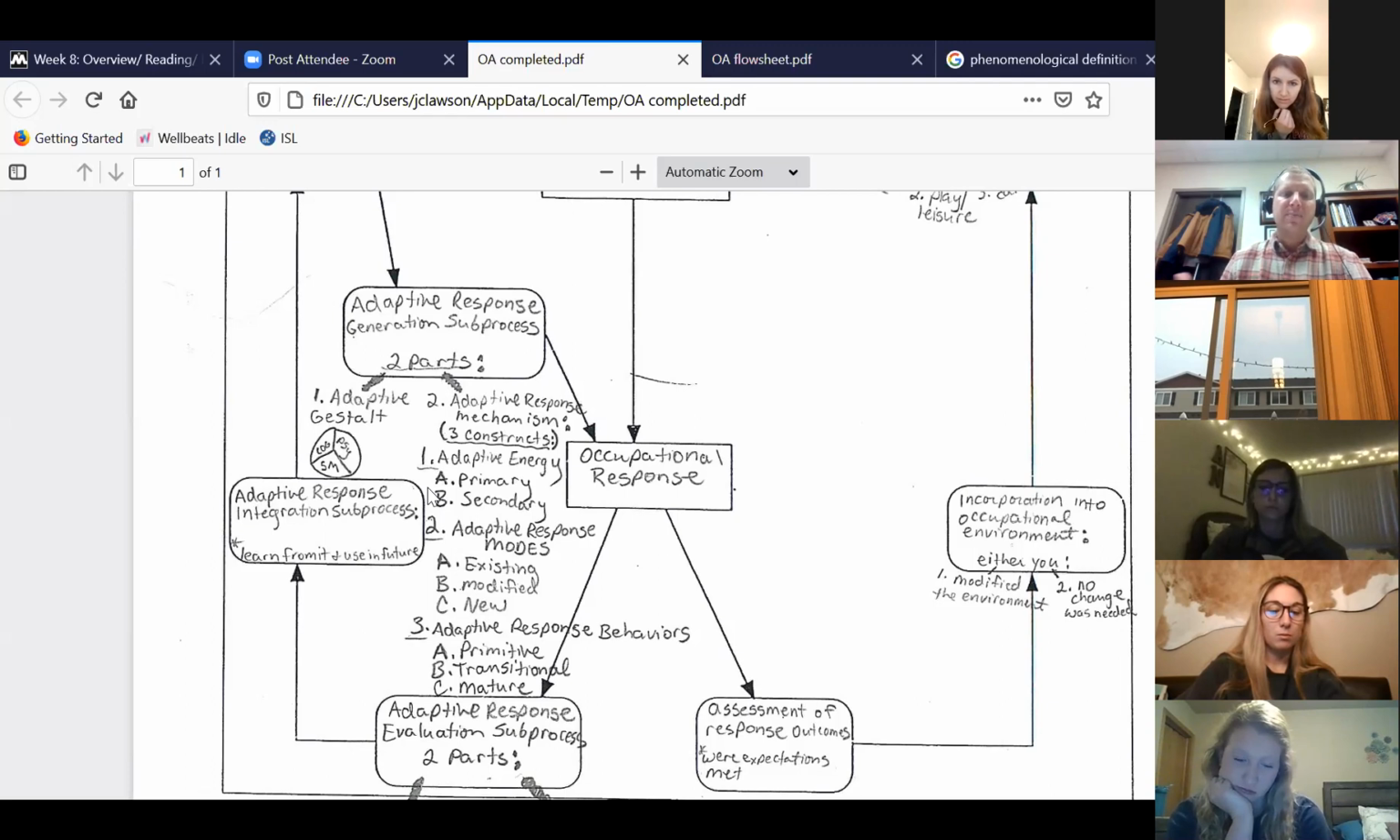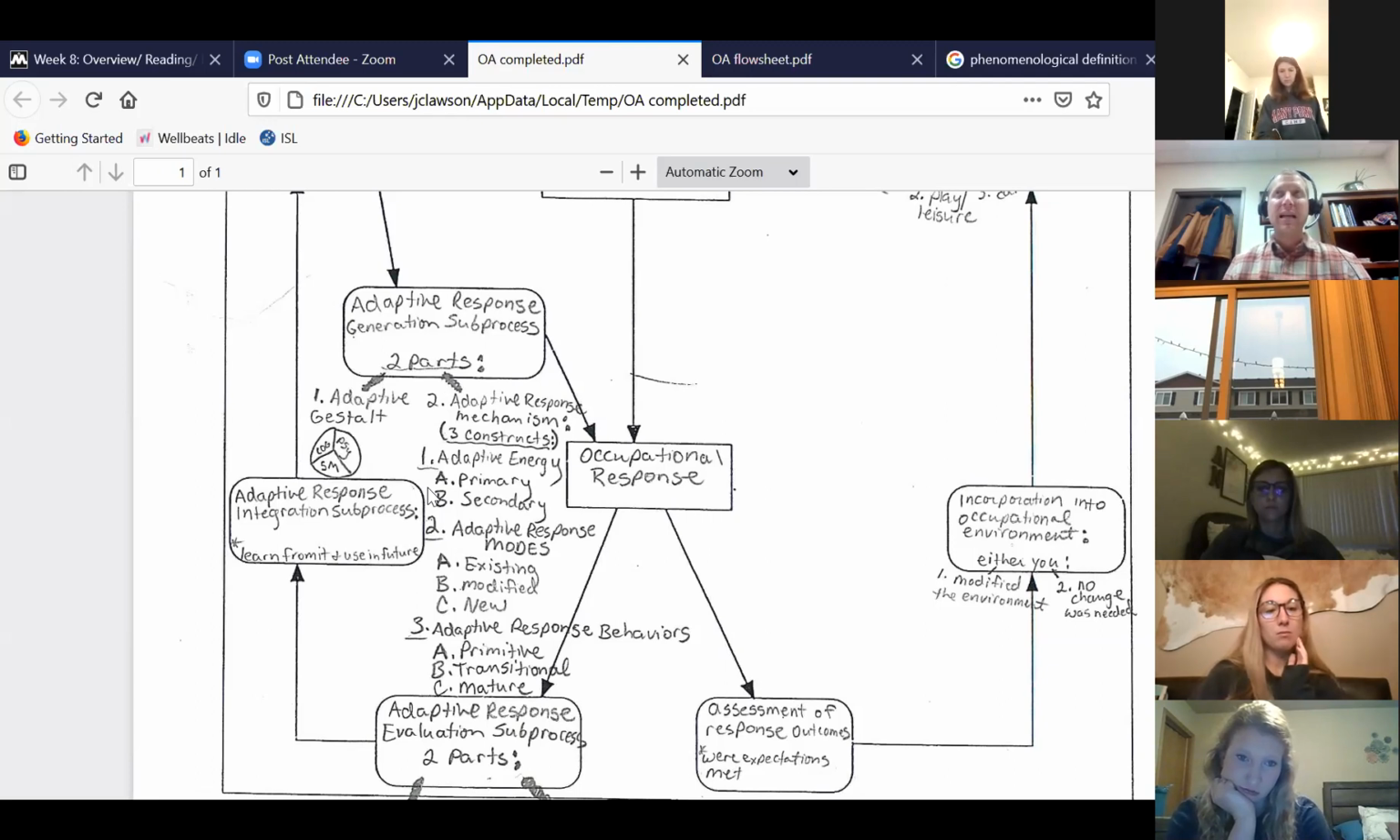Now, our response mechanism, or adaptive response mechanism, again, we have the energy. So we have primary or secondary energy. Primary, it's new. It takes a lot of energy out of us. It's exhausting when we learn something new or we have to do something different than what we're used to. Or there's secondary adaptive energy, where it's a little bit more automatic and it doesn't take as much energy from us. When faced with a new challenge, we have response modes.